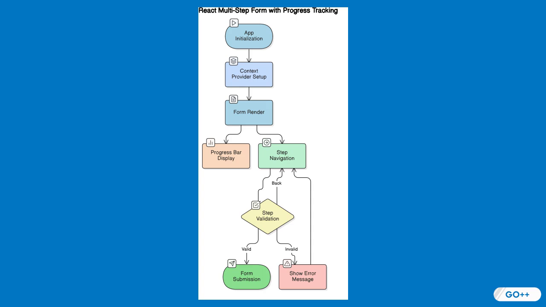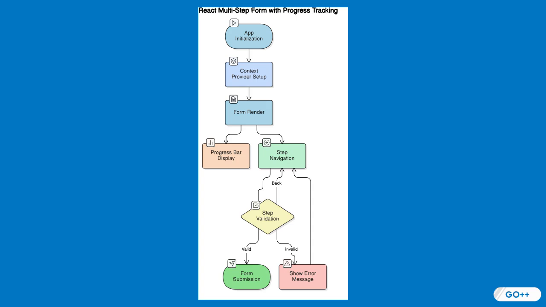Multi-step forms are designed to divide a lengthy form into smaller, more manageable sections. This design choice reduces user fatigue and increases completion rates, as users are not overwhelmed by a long list of questions. Progress tracking is an essential feature in this context. By providing users with visual feedback on their progress, we set clear expectations and encourage them to complete the form.